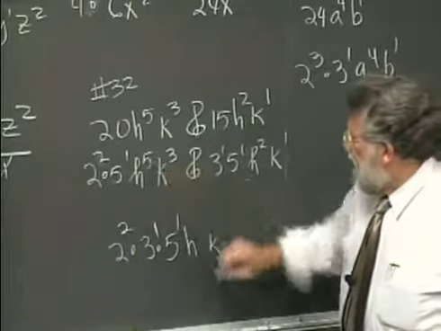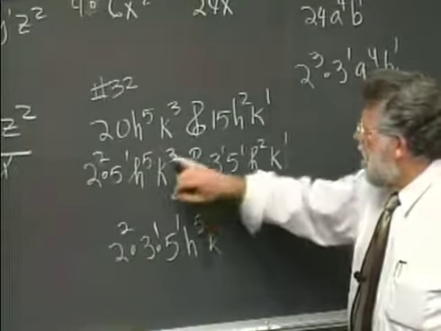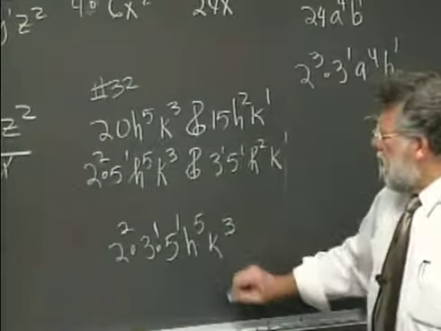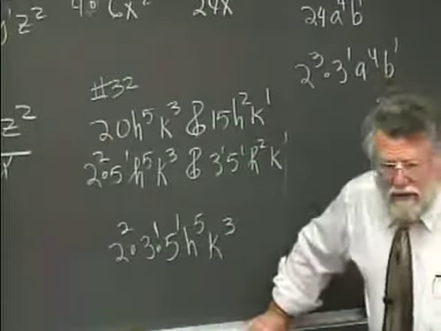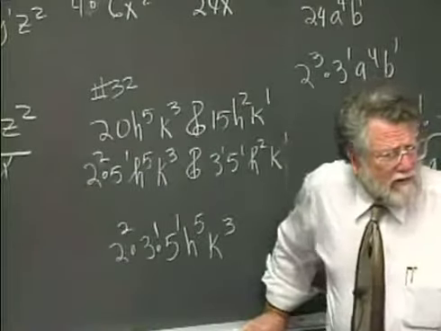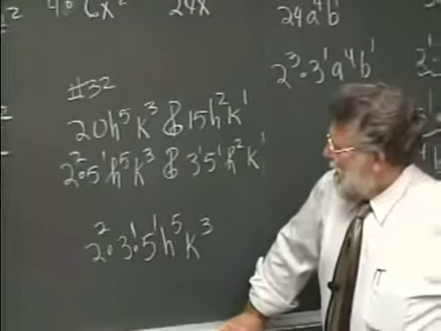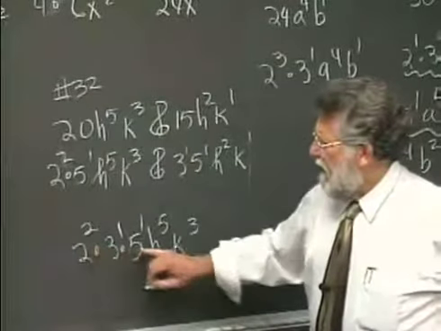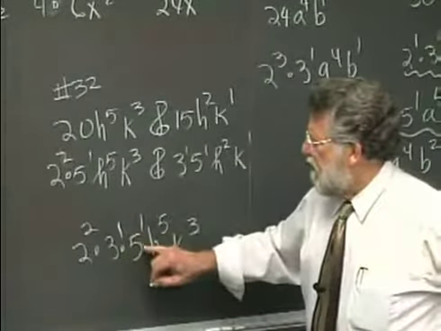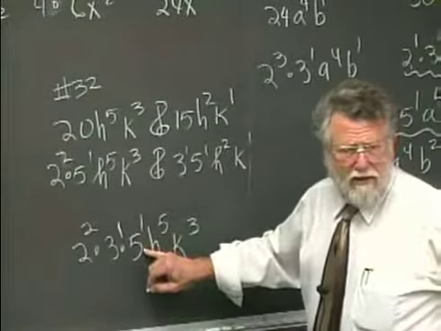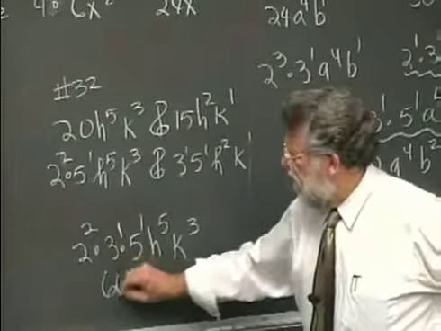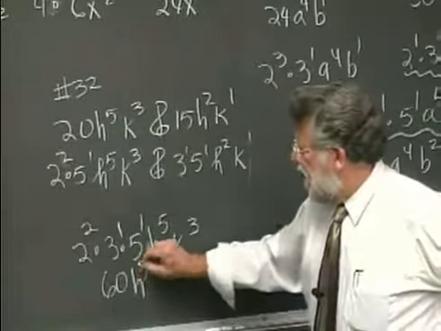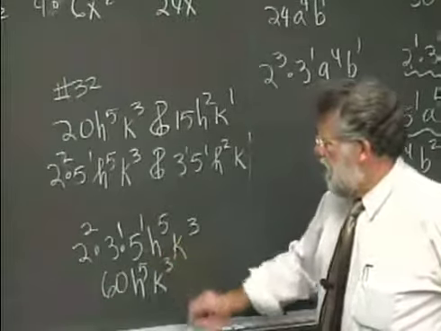H is with a 5, highest exponent. The K is with a 3, highest exponent. Now that's supposed to be something that you can whip through and say, okay, got that. So what's the shortcut here? I would take the 4 times the 5, getting 20 times the 3 to get 60. H to the 5th, K to the 3rd.